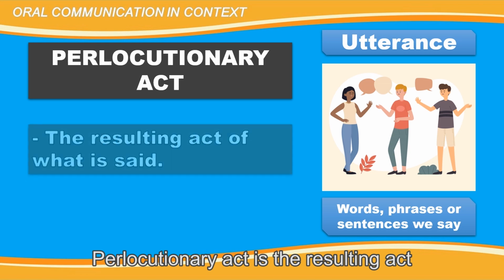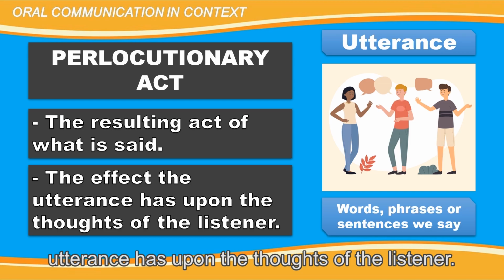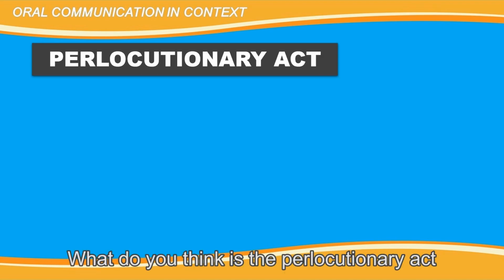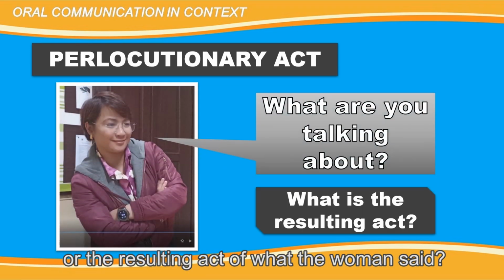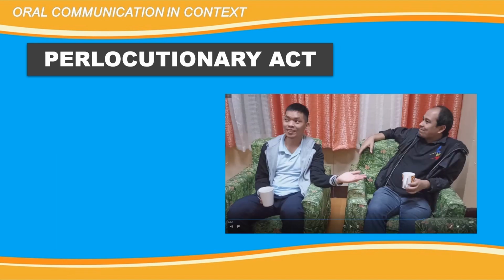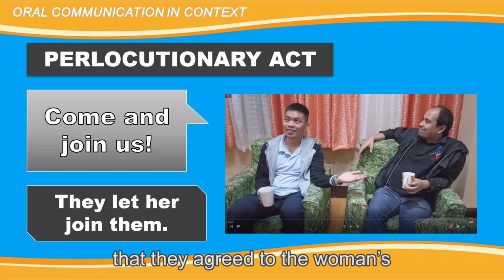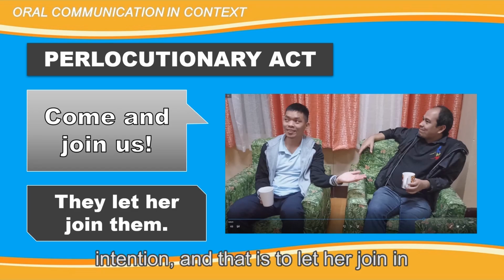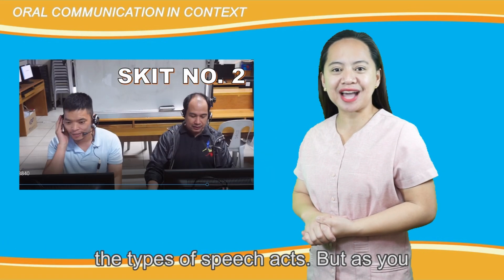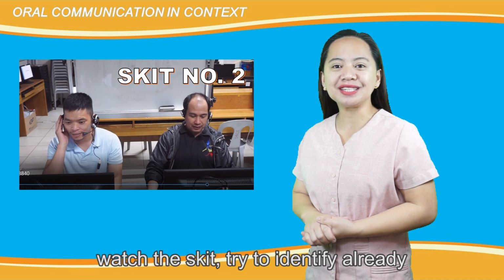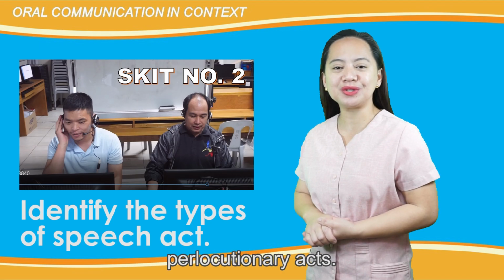Perlocutionary act is the resulting act of what is said or the effect the utterance has upon the thoughts of the listener. What do you think is the perlocutionary act or the resulting act of what the woman said? With the men's reaction, we can say that they agreed to the woman's intention, and that is to let her join in their conversation. Here is another skit to further illustrate the types of speech acts. But as you watch the skit, try to identify already the locutionary, illocutionary, and perlocutionary acts.